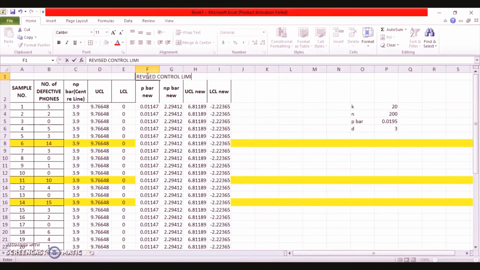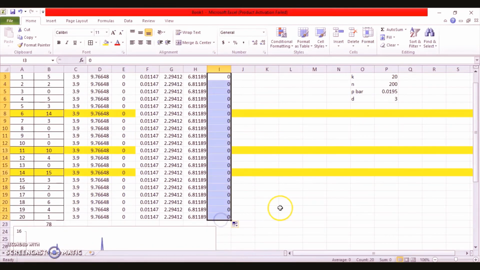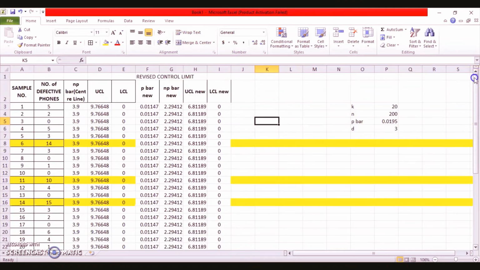Okay, now again you can see the lower control limit is negative, and we have learned that we have to replace it by 0, because negative values are not acceptable. So we'll just do that very quickly. Okay, done. Now, to prepare a new revised NP chart, what do we need?